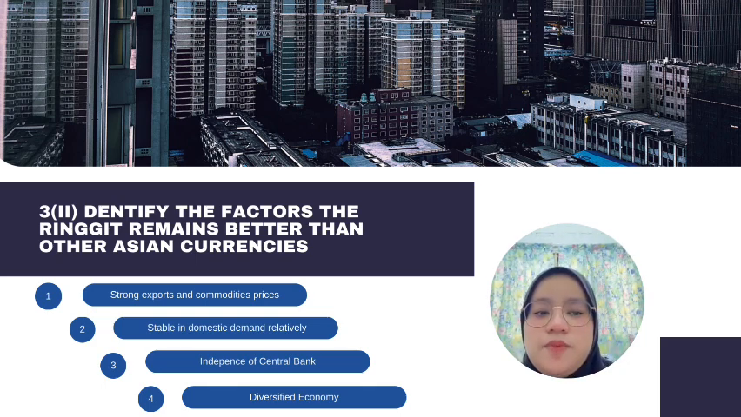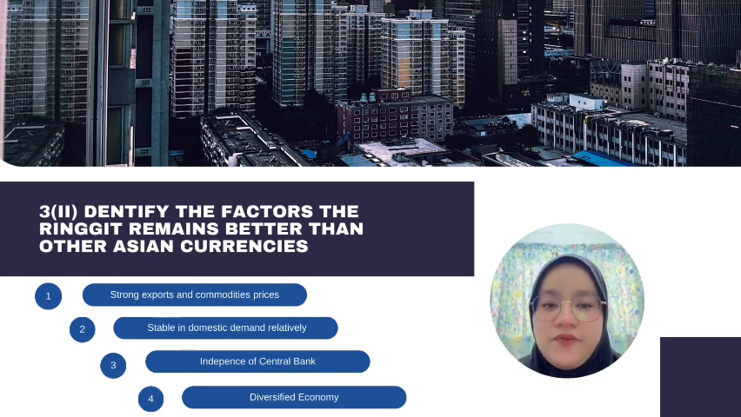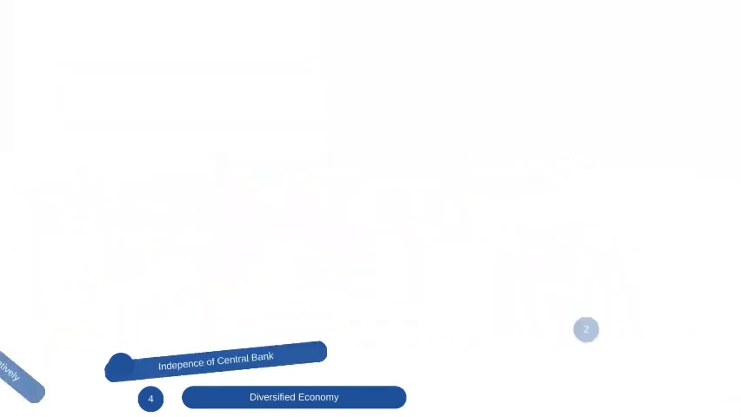Enhanced and strengthened independence, Malaysia is considered independent and committed to maintaining price stability. This independence helps to ensure that monetary policy is conducted in a transparent and predictable manner, which can help to stabilize the ringgit. Lastly, the other factor that keeps the ringgit better than other currencies is the diversified economy, with sectors in Malaysia such as manufacturing, service and tourism contributing to its growth. This diversification helps to reduce the country's dependence on any one industry, making the ringgit less vulnerable to economic shocks.